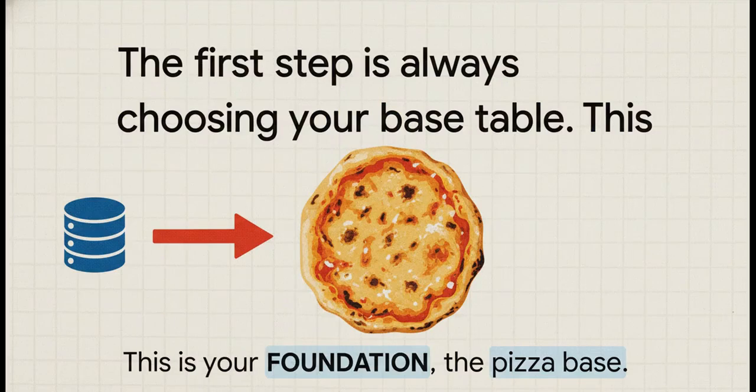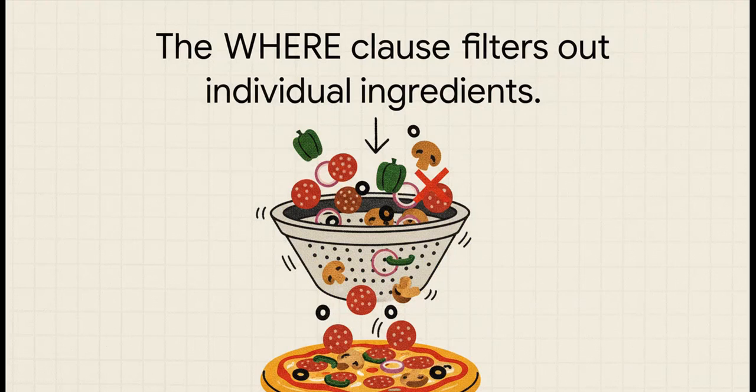A great way to think about this is like making a pizza. So step 1, FROM. This is just picking your pizza base. You have to start somewhere, right? That's your table. Okay, you've got your base. Step 2 is WHERE. This is like selecting your ingredients. You're filtering out any of the individual items you don't want on your pizza. We're getting rid of the bad stuff before we put it all together.